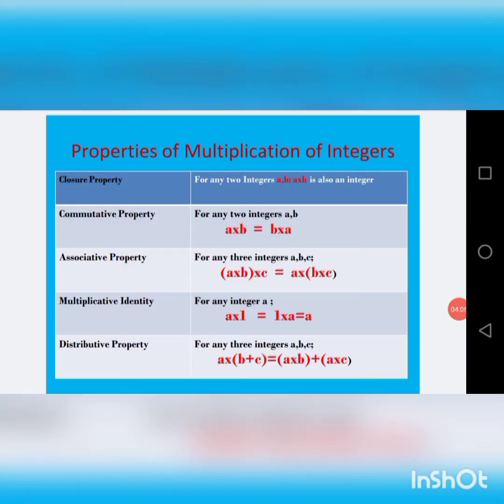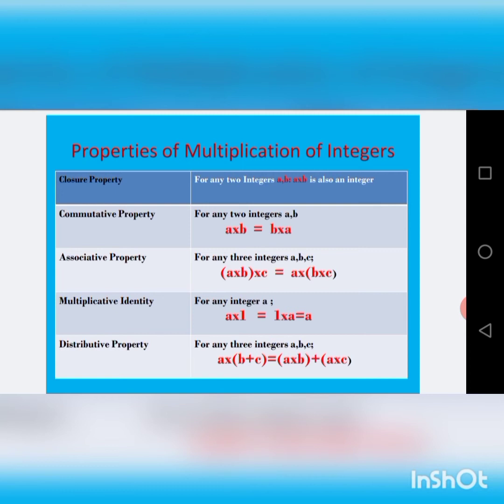Now let us learn about the properties of multiplication of integers. As in the addition of integers, we have the same properties for multiplication also. First one is the closure property. If we take any two integers a and b, then a into b, if we multiply a and b, you will get a into b, which is also an integer.